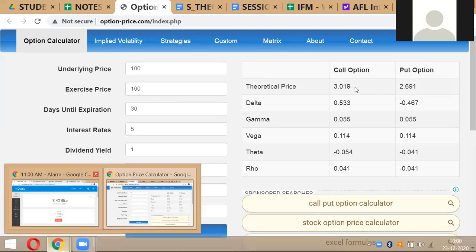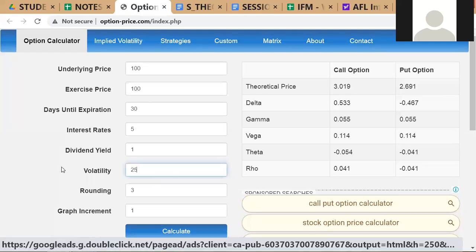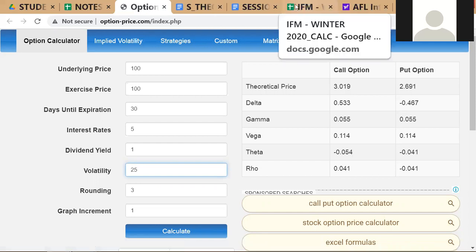Now, if the actual call option price is $5, but according to you, the vol for this next 30-day period should be 25, okay? So when you enter a vol of 25, this is your subjective estimate, okay? When you're doing a fair value analysis, okay? Not when you're doing implied vol, but when you're doing a fair value analysis.